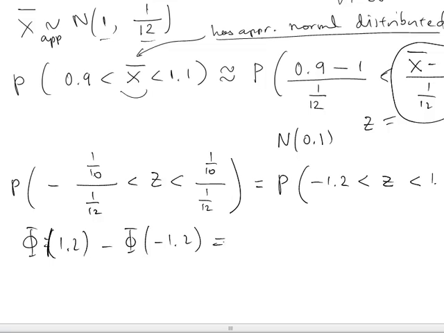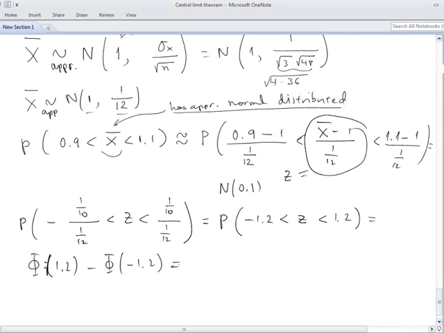So if I look at the tables on pages 568 and 569, 1.2 will be 0.8849. You do this and you find the probability. So that's our first problem here.